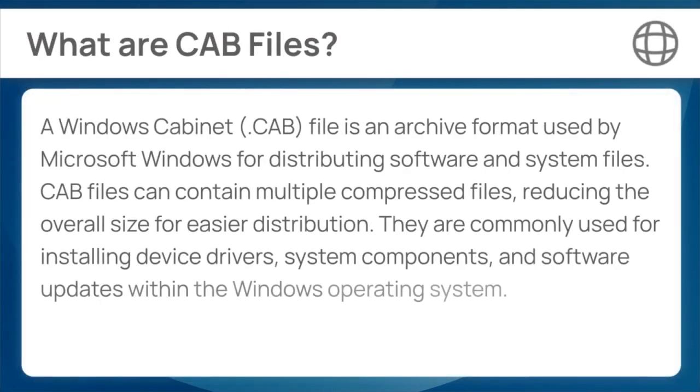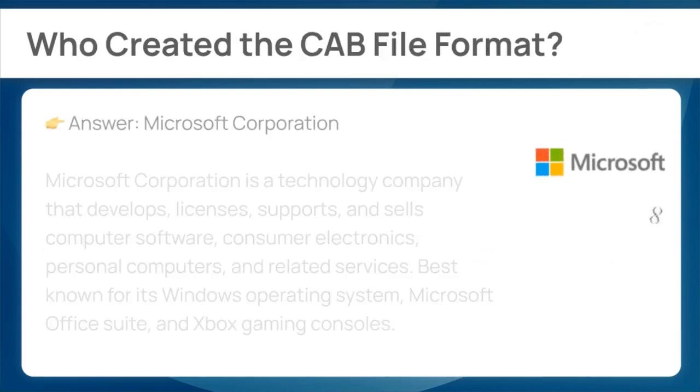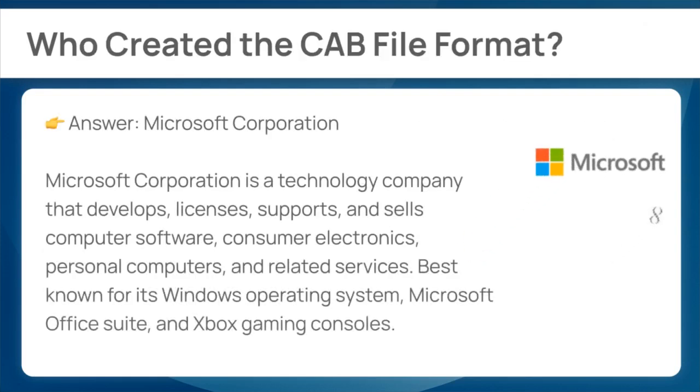A Windows Cabinet .CAB file is an archive format used by Microsoft Windows for distributing software and system files. CAB files can contain multiple compressed files, reducing the overall size for easier distribution. They are commonly used for installing device drivers, system components, and software updates within the Windows operating system.